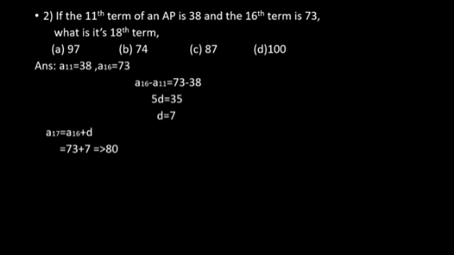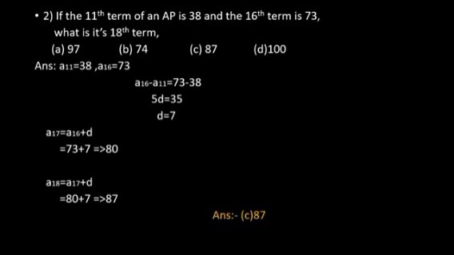Now we will find the 18th term. A18 is equal to A17 plus D. So 80 plus 7 we will get 87. Because A17 is 80, difference is 7, we will get 87. So the correct answer is option C, 87.